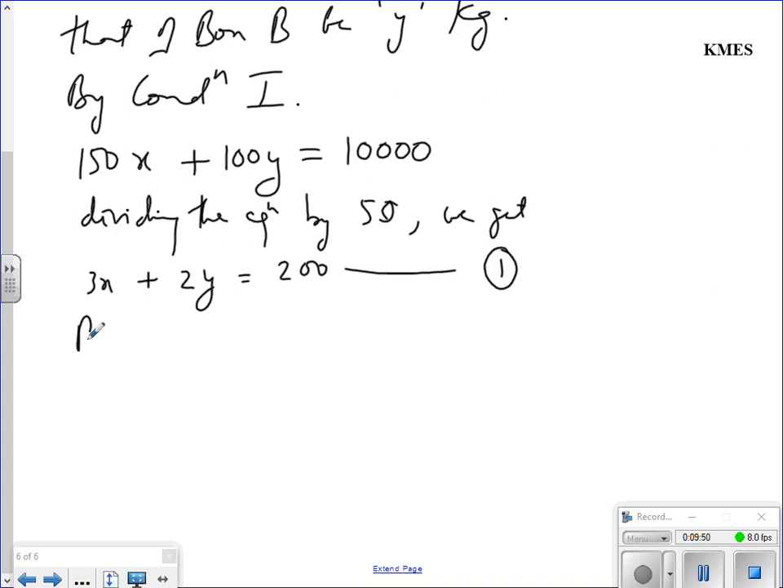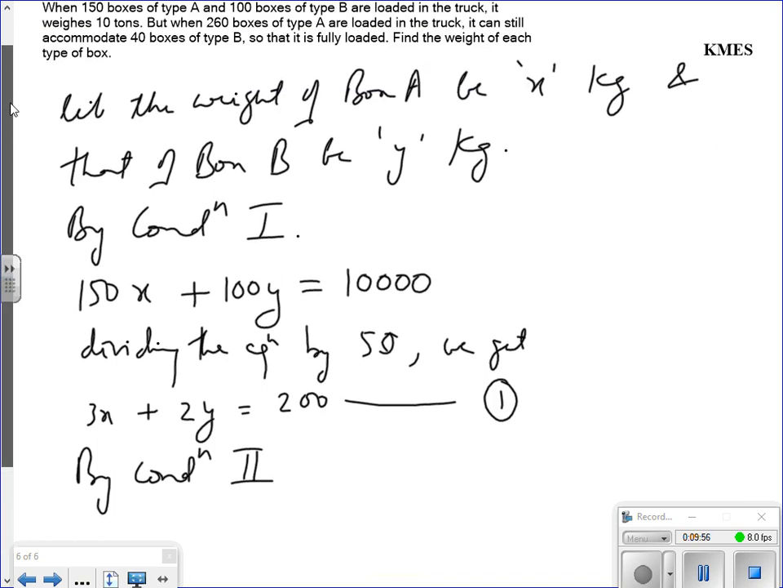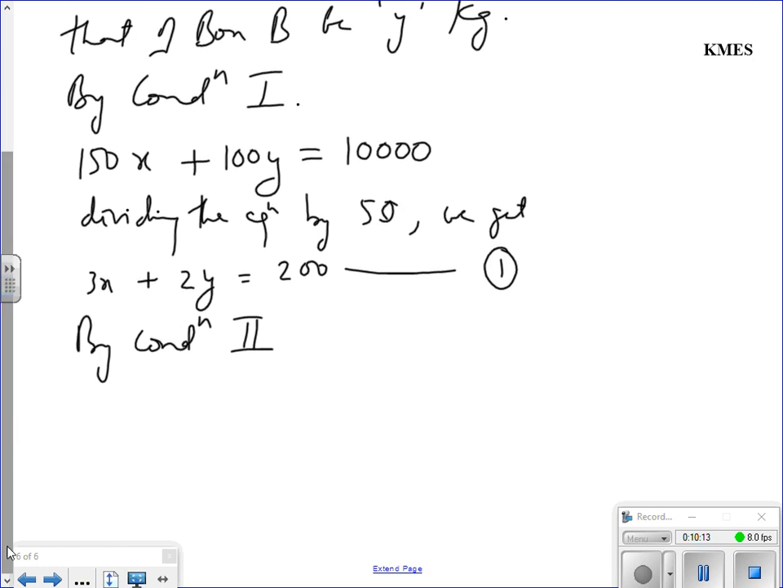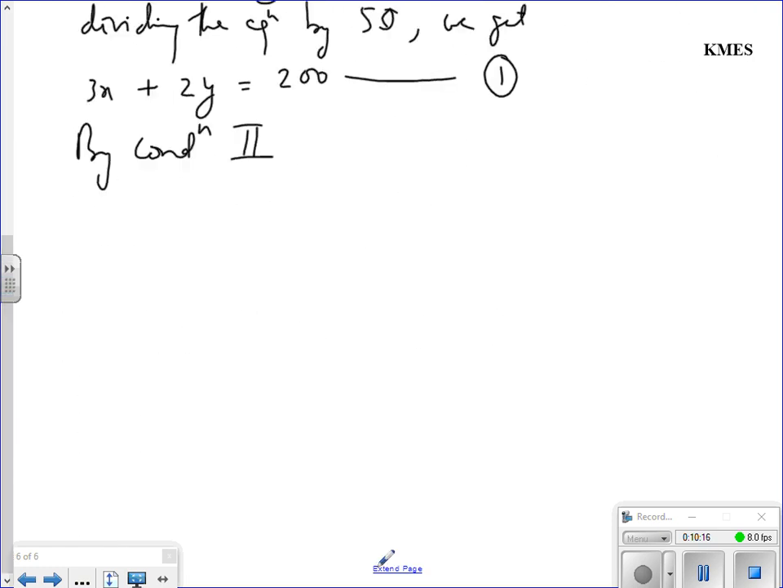Let us go to the second condition here. By condition second. So what does the second condition say? When 260 boxes of type A are loaded in the truck, it can still accommodate 40 boxes of type B. So if we are loading 260 boxes of type A, that will give us 260x. It can still accommodate 40 boxes of type B, so that will make it 40y. Together comes to 10,000. That is the total capacity.